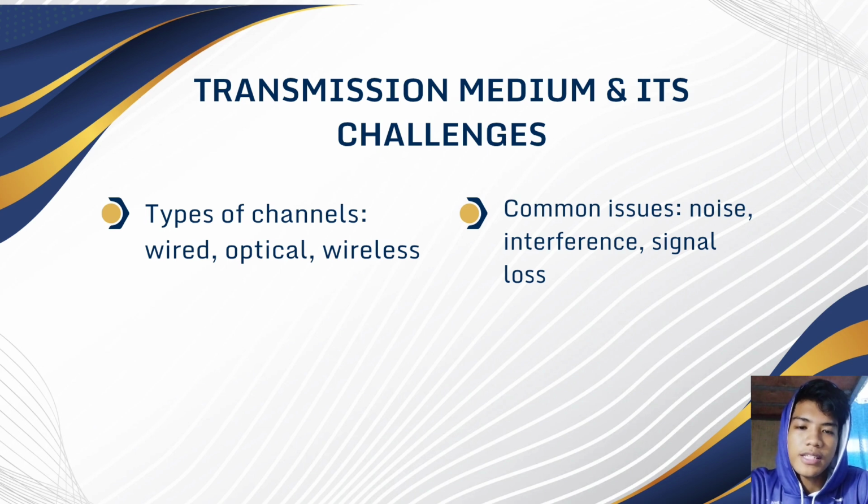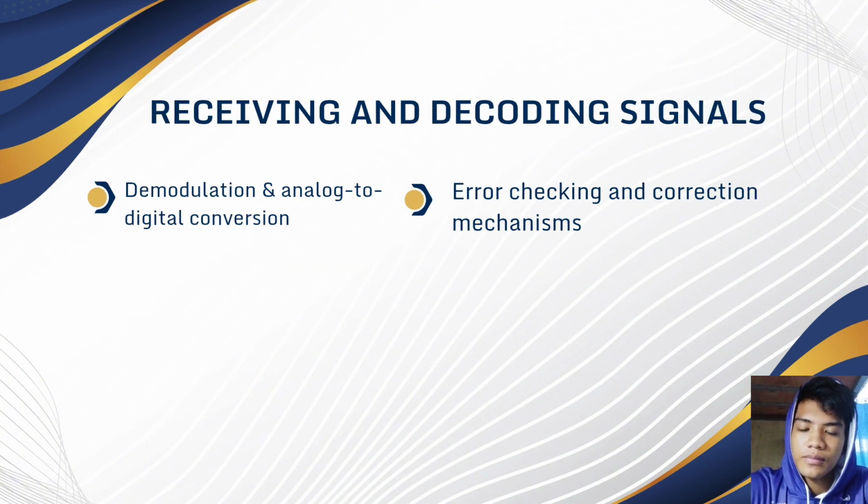Transmission medium and its challenges. Now, these signals travel through different media like copper wires, optical fibers, or wireless airwaves. However, transmission is never perfect. Signals can face challenges such as noise, interference, or signal loss. Engineers design systems with these issues in mind to make sure information arrives correctly.